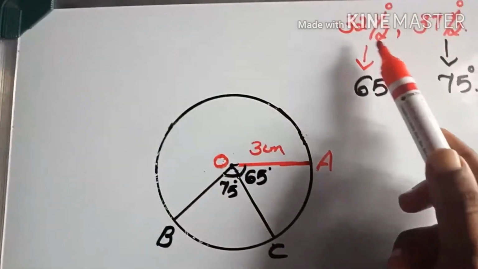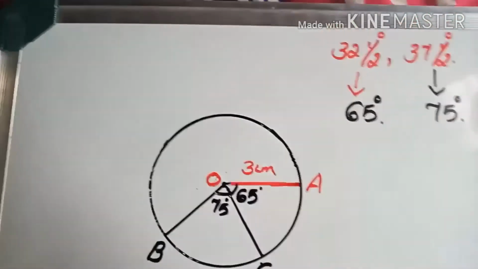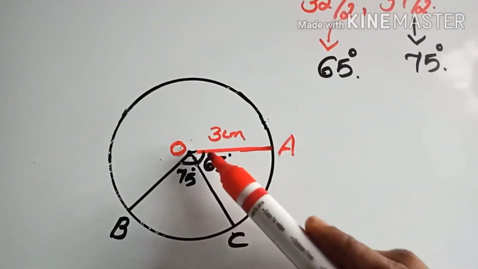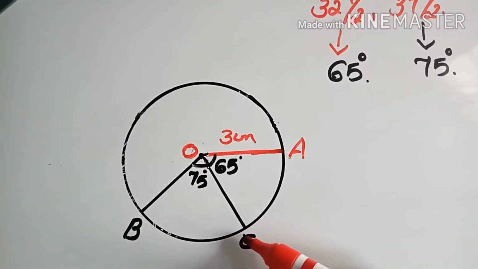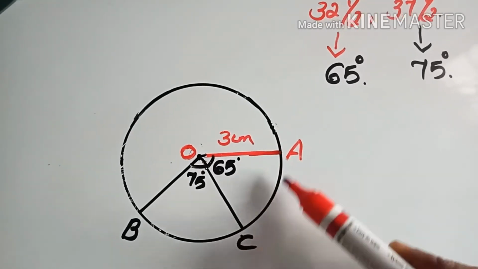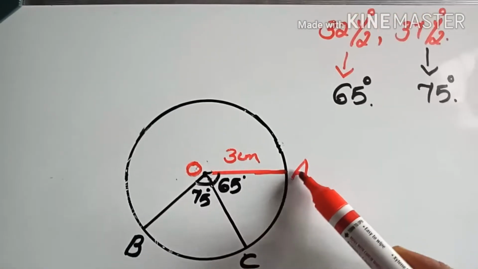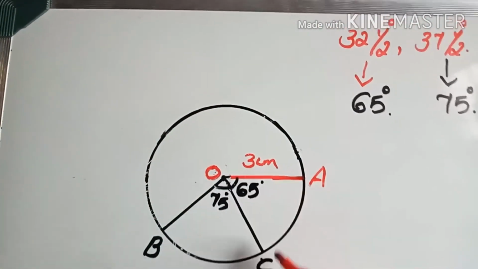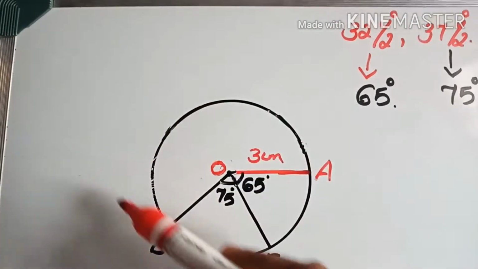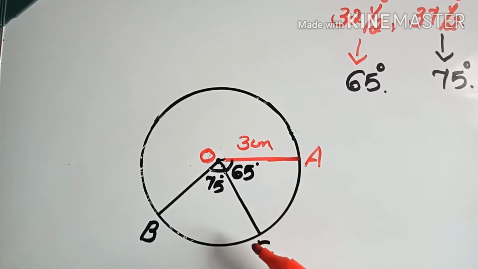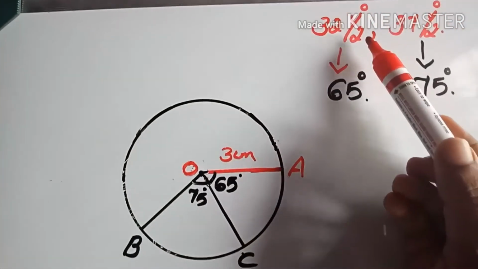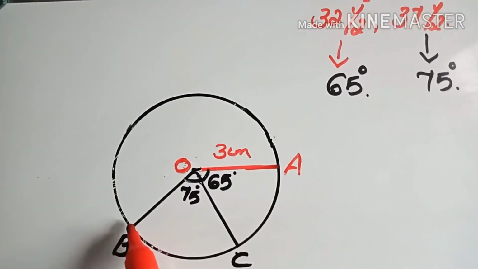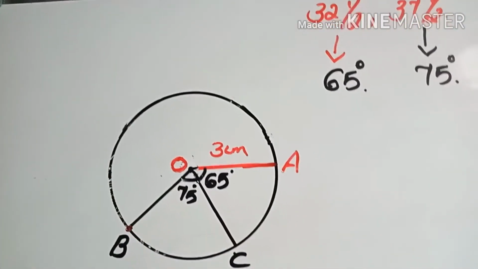Now we need 32.5 and 37.5. For that, consider this central angle AOC, starting point A, ending point C. So AC is the arc. The alternate arc is the large arc from A to C. Anywhere in this large arc, if we draw an angle, that angle will be half of 65 degrees, that is 32.5 degrees. Let's choose that point as B.